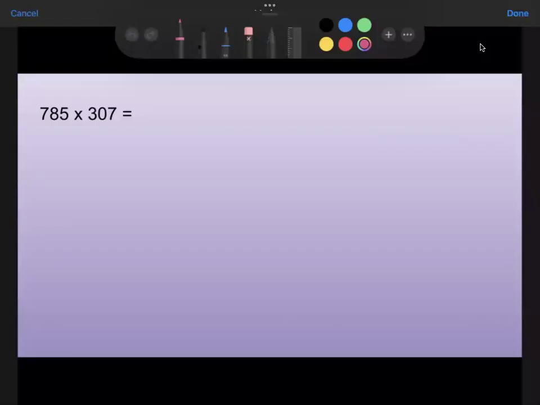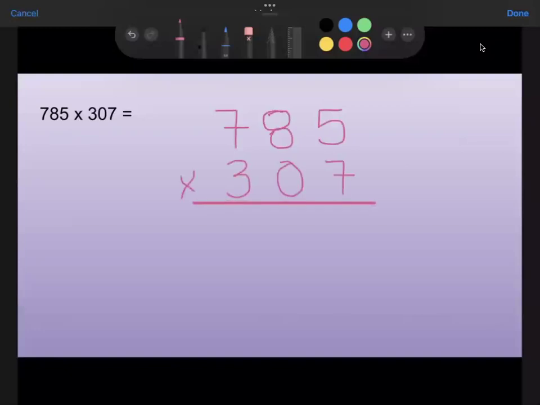Okay, for standard algorithm, I'm going to go ahead and write 785 times 307. Okay, so again, I'm going to have to start by multiplying everything on the top by the 7 in the ones place. So 5 times 7 is 35. Split that up and put the 5 here and the 3 up here. 8 times 7 is 56. 56 plus 3 is 59. So the 9 would go here and the 5 would go up here.